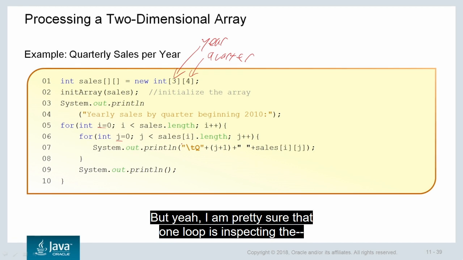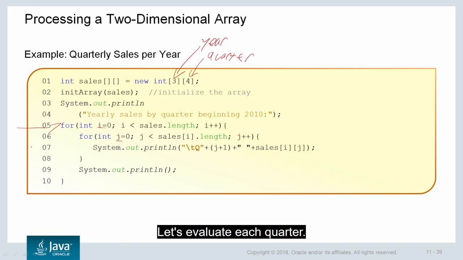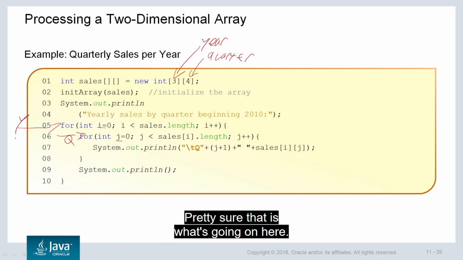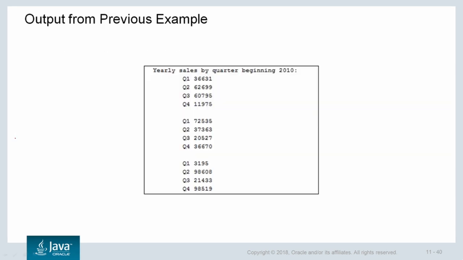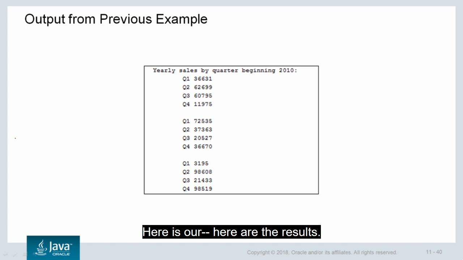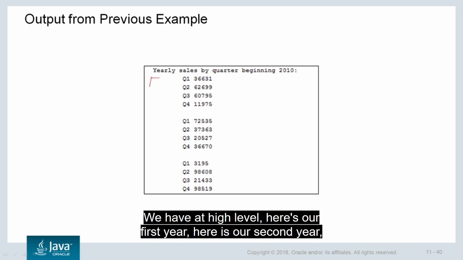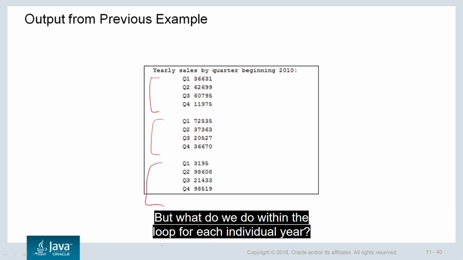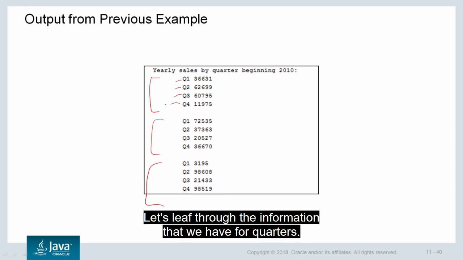But yeah, I am pretty sure that one loop is inspecting the, I think the outer for loop here is inspecting the year, and what's the behavior we want within each year? Let's evaluate each quarter. Pretty sure that is what's going on here. And yes, that's exactly what's happening. Here are the results. At a high level, here's our first year, here's our second year, here's our third year. But what do we do within the loop for each individual year? Let's loop through the information that we have for quarters.